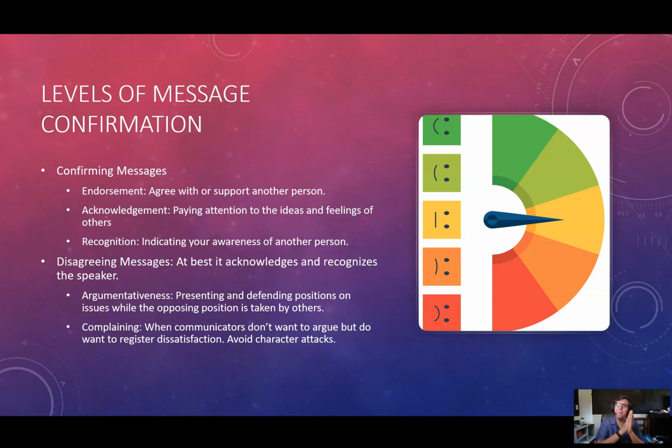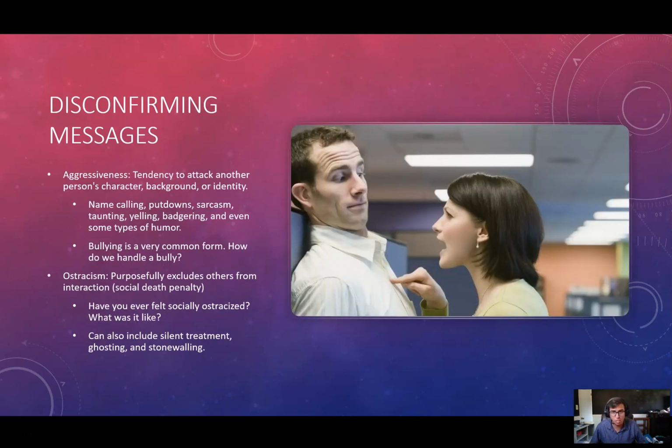Then on the more disconfirming side, we get into complaining when communicators don't want to argue but want to register dissatisfaction. This can take the place of character attacks, so we should strive to avoid character attacks because that is very much where we get into disconfirming messages, which are aggressiveness and ostracism. Aggressiveness is a tendency to attack another person's character, background, or identity.